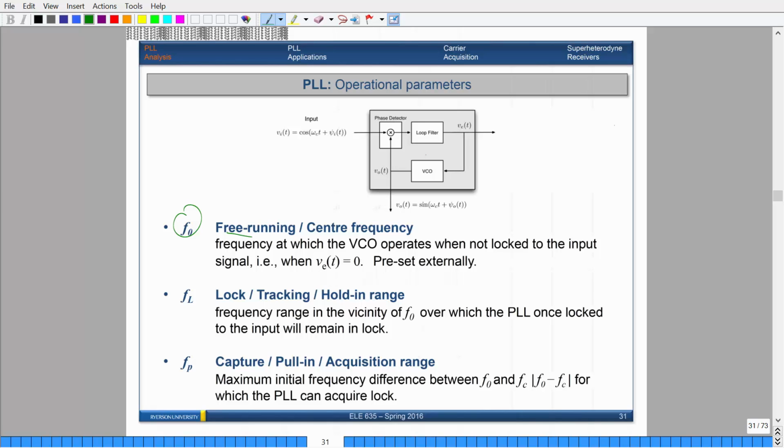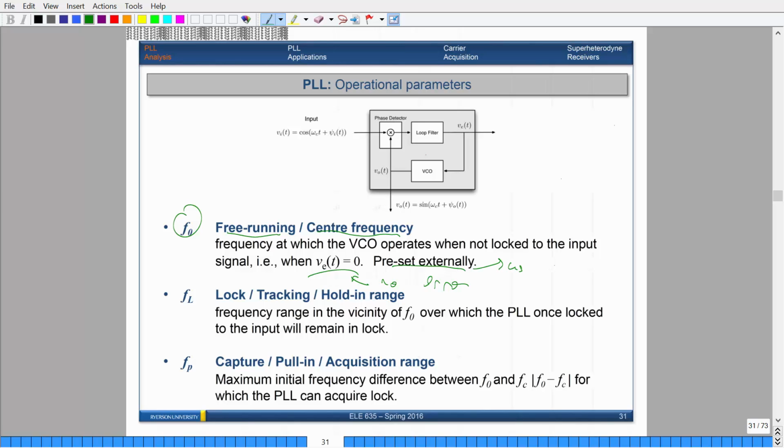This is what's known as the free running frequency, or the center frequency. This is basically the frequency that you set by yourself, where if you don't put any input signal into the phase lock loop, this is the output that it will give you. So this will be the output periodic waveform if you put in no input. This is the frequency at which the voltage-controlled oscillator operates when you have no error. So you can actually set this for yourself.